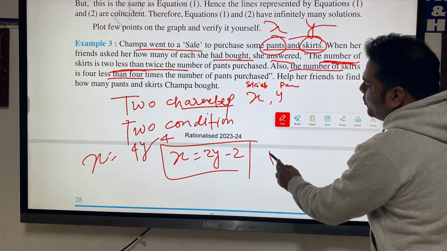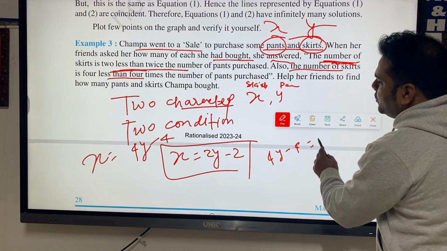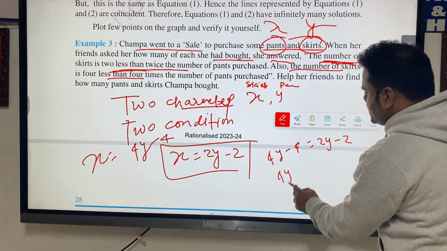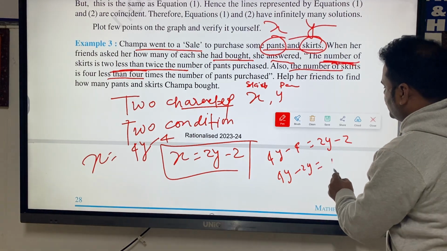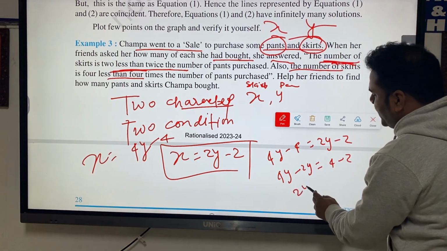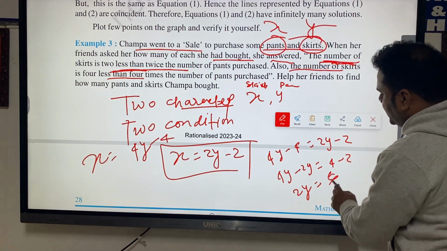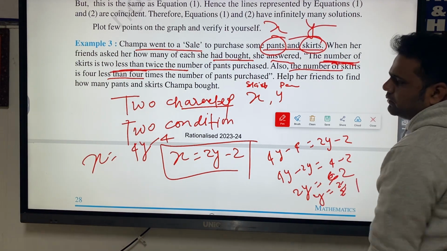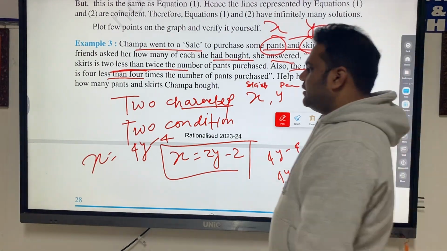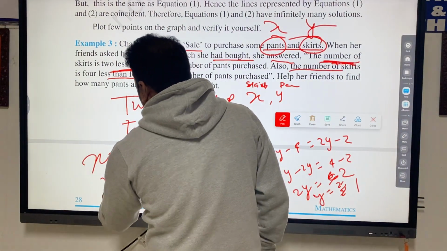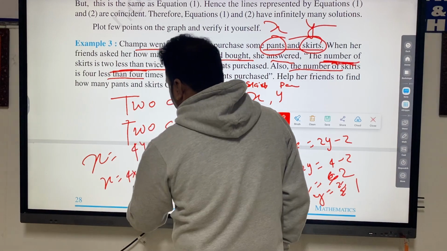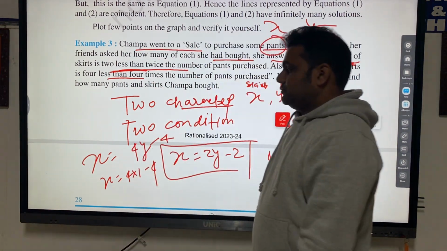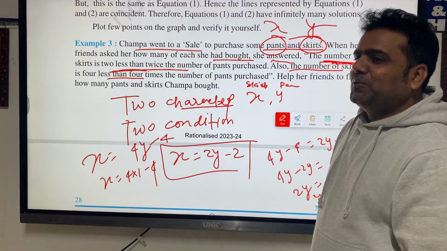It means 4Y minus 4 is equal to 2Y minus 2. So 4Y minus 2Y equal to 4 minus 2. So 2Y equal to 2. So Y is equal to 2 divided by 2, that is 1. Okay. So X becomes what? 4 into 1 minus 4. So it becomes 0.